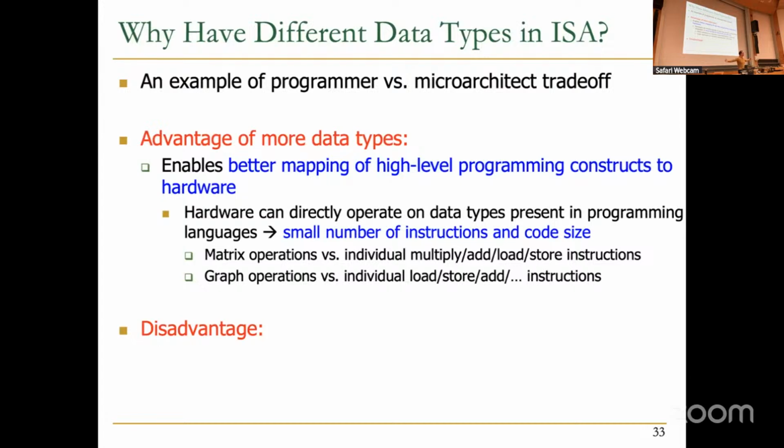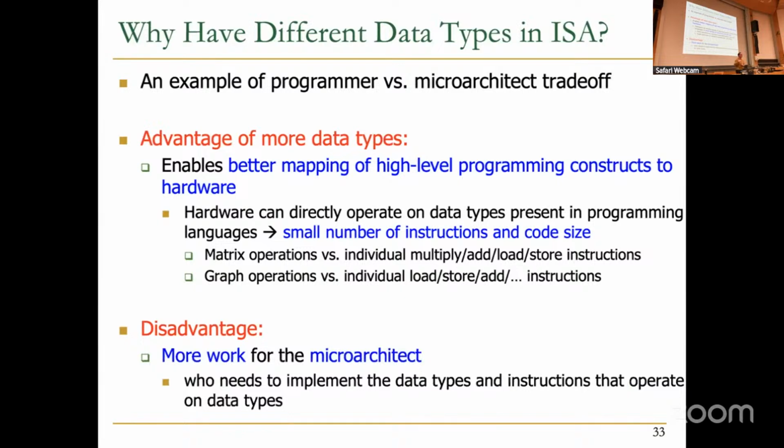Then you have lots of instructions, right? As opposed to having a single instruction that does all the work, you may have millions of instructions that do a matrix multiplication. Think about that. There are energy consequences of this also. Another example could be graph operations. If you're operating on graphs, for example, you do a graph traversal, and you may have graph traversal operations in the ISA as opposed to individual load, store, add instructions. Again, you can have much better code size and also much better mapping of high-level programming constructs to hardware. The disadvantage of these complex data types or more data types is much more work for the microarchitect.